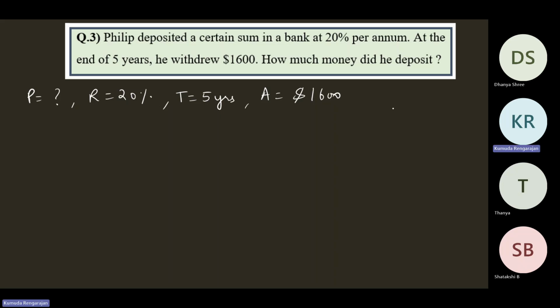You cannot use the formula to find the principal, nor any other formula. Because you'll have to find the principal here, you will try to use 100 into SI by R into T. But you don't know SI, and you don't know the principal also. That's what you have to find. Then how can you use this formula? You don't know this.